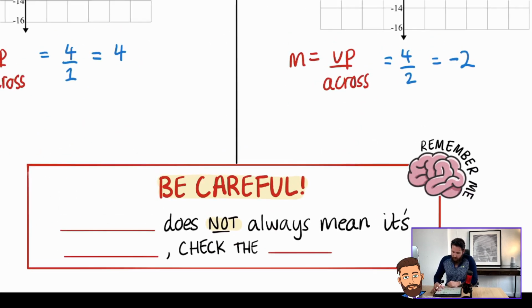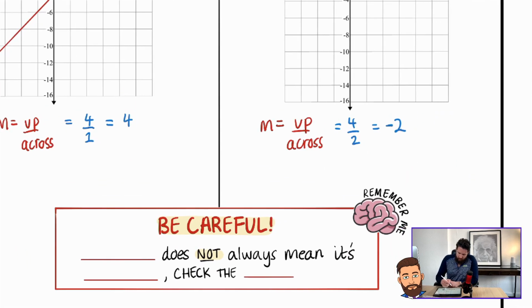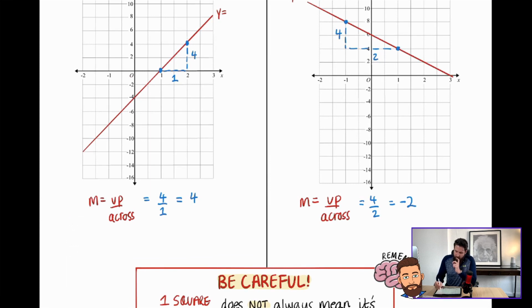So be careful. What should we write here? Something that you need to remember. Be careful. 1 square does not always mean it is 1 unit. 1 square in the grid does not always mean that it is 1 unit. We need to always check the axes. We need to make sure, what does 1 square represent? Because we've seen here that 1 square does not represent 1, and 1 square here does not represent 1, so you have to check your scale.